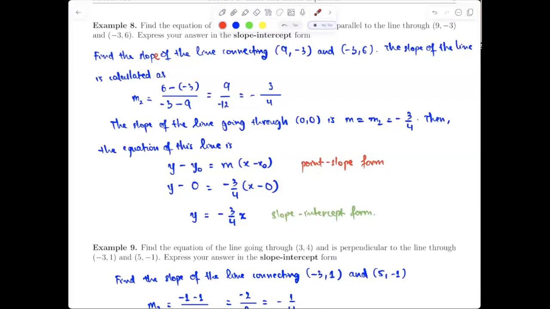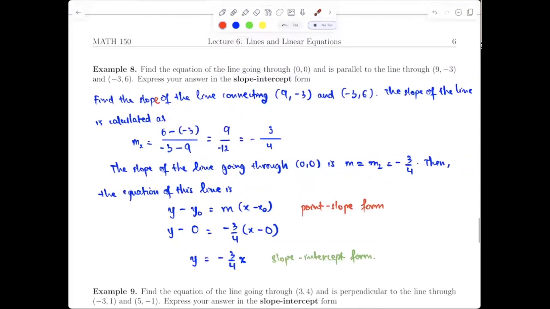All right. So now if you simplify the problem, you get y equal to negative 3/4 times x, and it turns out to be the slope-intercept form as well. And this is the equation of the line that's going through the point 0, 0, and is parallel to the line going through 9, negative 3, and negative 3, 6. Okay.